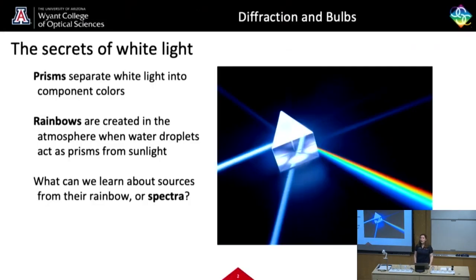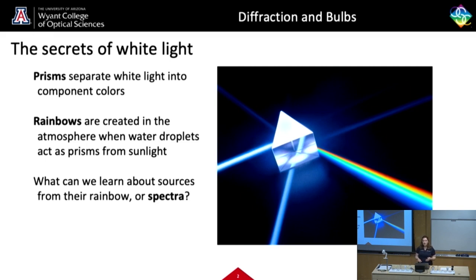So we all know that white light has some secrets. When we send sunlight, for example, into a prism, it separates into a rainbow spectra, spectra being that range of colors. Rainbows in our atmosphere are also like prisms that we make out of glass in that the water droplets after it rains disperse light from our sun.